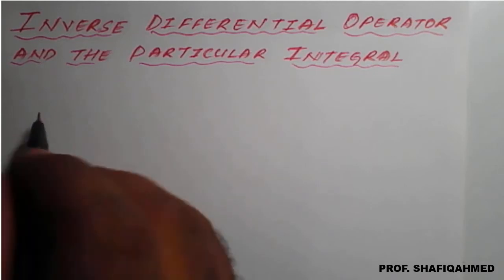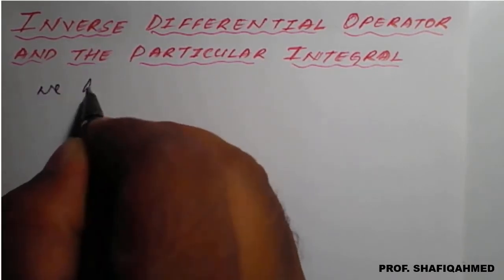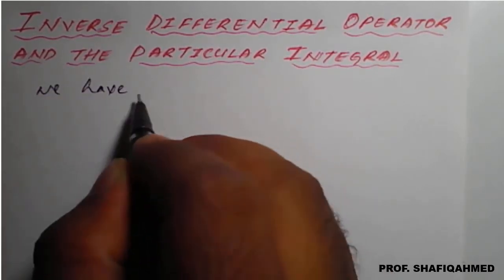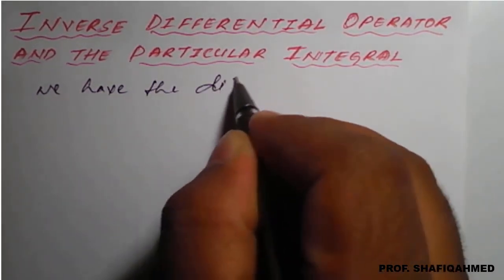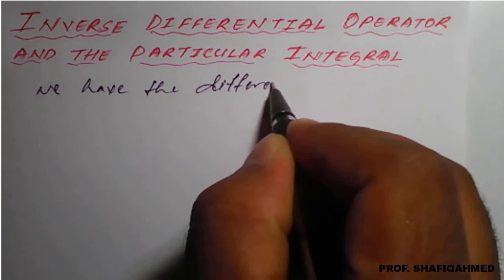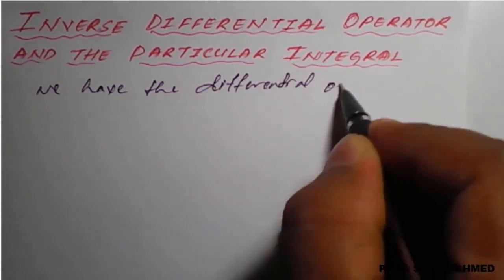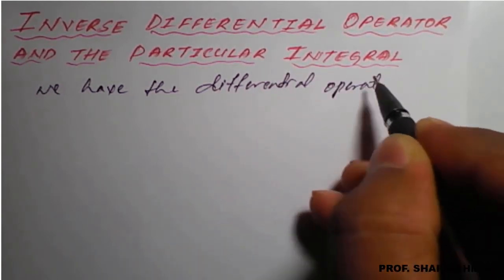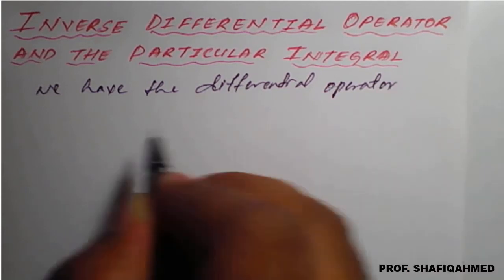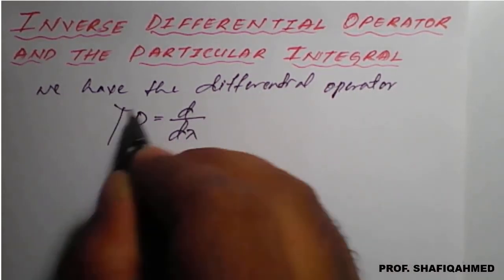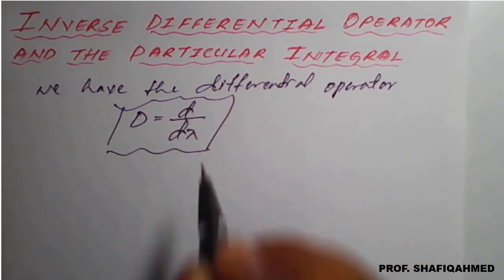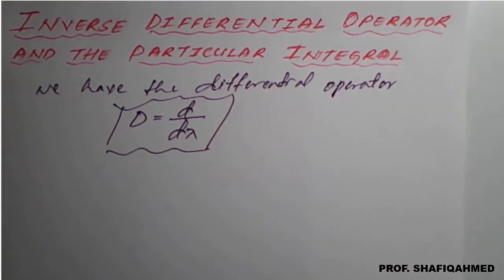So already we know that we have the differential operator. The differential operator, that is D equals d by dx. So this is a differential operator we have already seen. So what is the inverse differential operator, that part we'll see now.